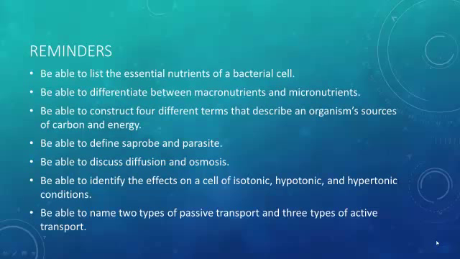So, to wrap up this recorded lecture and to remind you of what the learning objectives are, be able to list the essential nutrients of a bacterial cell, be able to differentiate between macronutrients and micronutrients, be able to construct 4 different terms that describe an organism's sources of carbon and energy, be able to define saprobe and parasite, be able to discuss diffusion and osmosis, be able to identify the effects on a cell of isotonic, hypotonic, and hypertonic conditions, and be able to name 2 types of passive transport and 3 types of active transport.